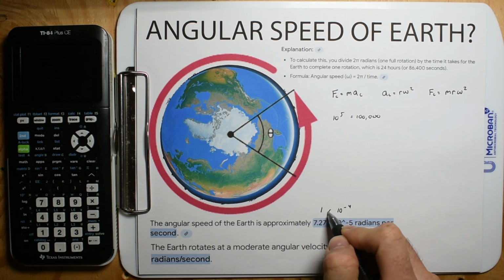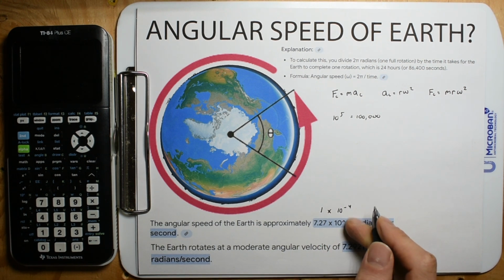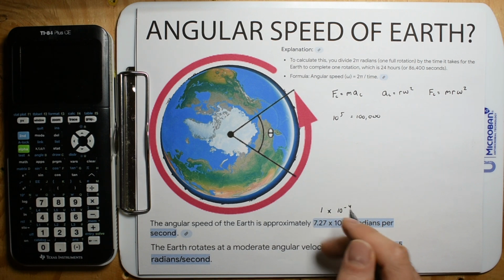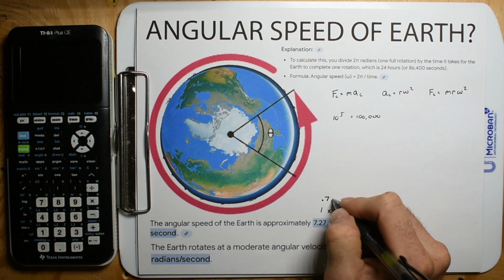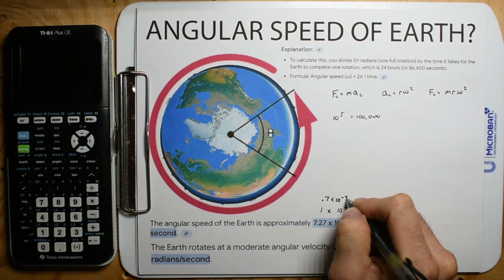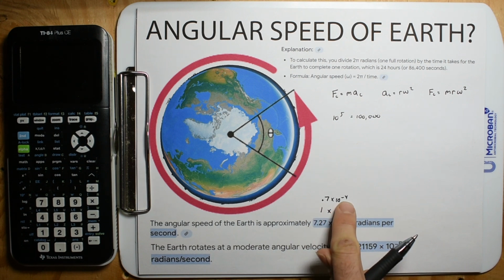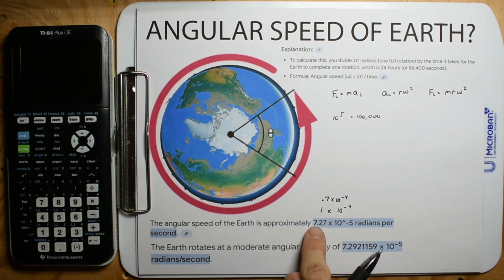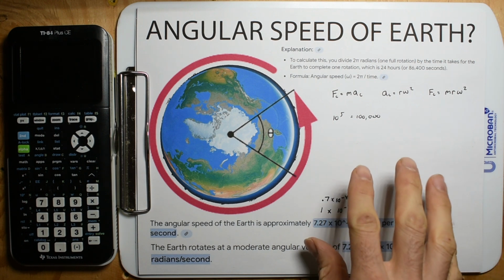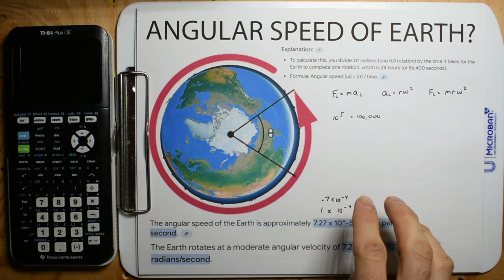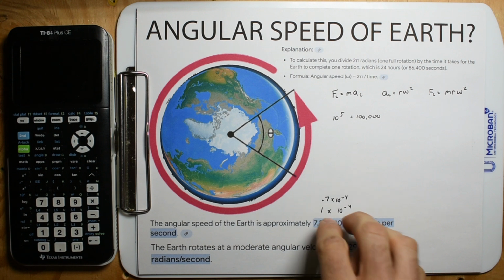Because if I have 1 times 10 to the negative 4, but I don't have 1, I have like 0.7 times 10 to the negative 4. So 0.7 times 10 to the negative 4, that's going to be 7 times 10 to the negative 5. Alright, hell yeah. So now we're going to use our guessing skills to figure out what this is.